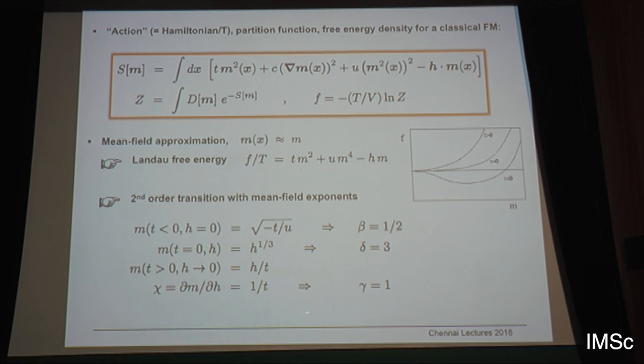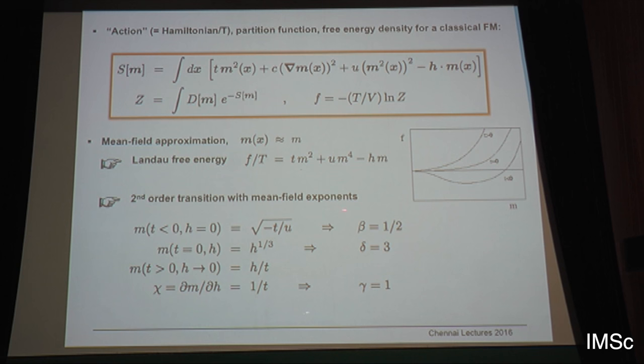And you see what comes out is a Landau free energy, or free energy density, rather, if I divide by the volume. So I get a free energy density that's little t times my magnetization squared plus u m to the fourth. Gradient is now zero, minus hm. So this is actually the free energy that Pierre Weiss considered.